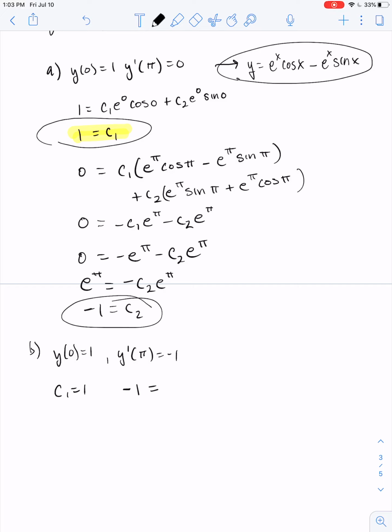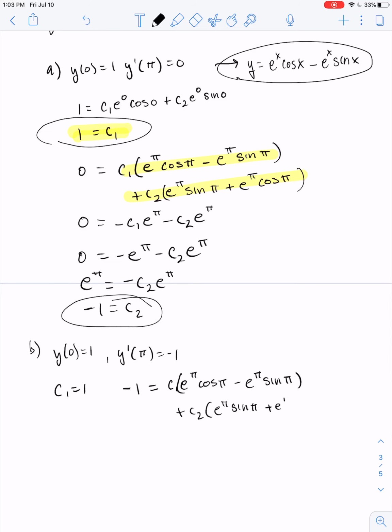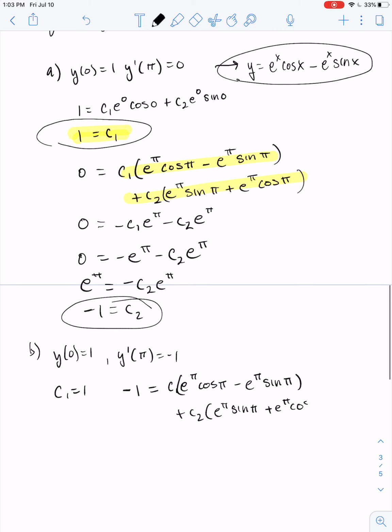I'm going to use what I had up here, right? You can see what I have up here. So I'm going to have -1 equals C1 e to the pi cosine pi minus e to the pi sine pi, and then plus C2 e to the pi sine pi plus e to the pi cosine pi.